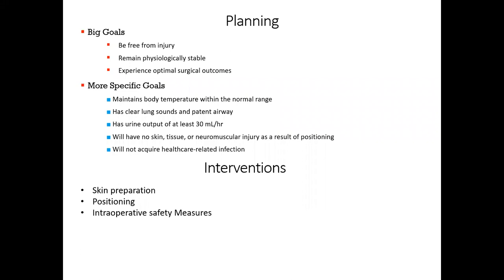Your interventions are going to be dependent on what you planned. So if your plan is that your patient is going to have a normal body temperature, then your intervention is going to be, I'm going to make sure that I have plenty of warm blankets on top of them. I'm going to try to make sure that they get warm fluids and not freezing cold IV fluids. If you're concerned that you don't want them to have any skin or tissue injury related to positioning, then you're going to position them really well. And you're going to make sure that they have good padding, and you're going to make sure that none of their bony prominences are being pushed onto that hard metal operative table. And if you're concerned about healthcare related infections, then you're going to want to revisit your safety measures and make sure that everybody's maintaining sterile technique and not breaking sterile fields.